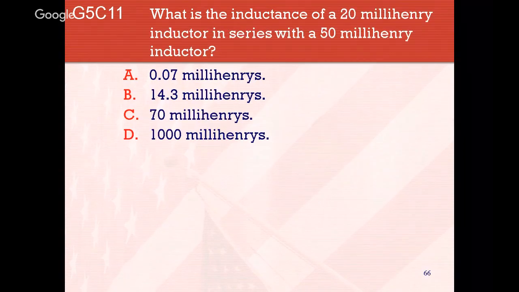So the inductance of a 20 millihenry inductor in series with a 50 millihenry inductor, again, it's like resistance. You're going to add these together. 20 plus 50 is going to give you 70 millihenries. They're both the same unit, so you don't have to change anything, but you just have to be careful. Just 20 and 50 is 70. This is an easy answer.